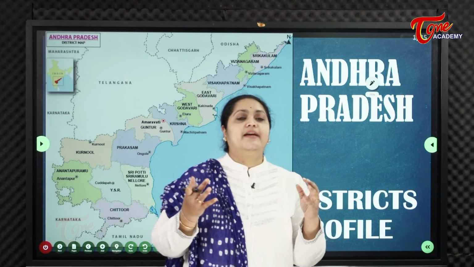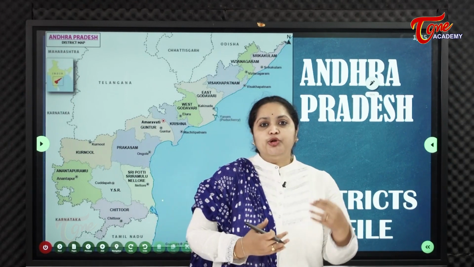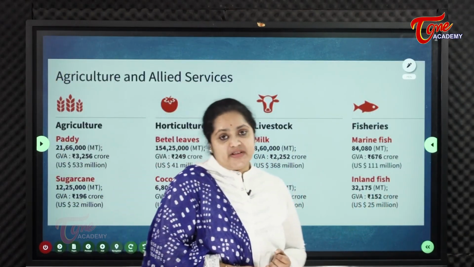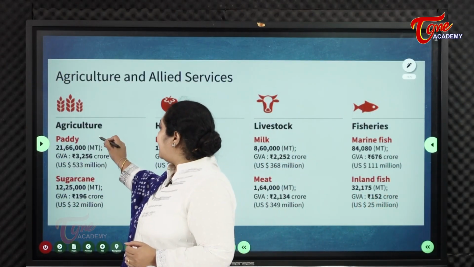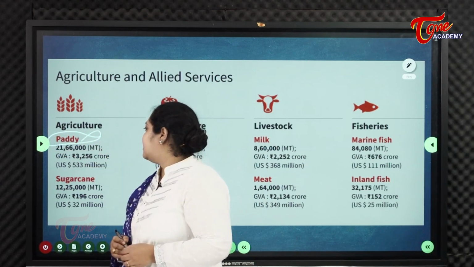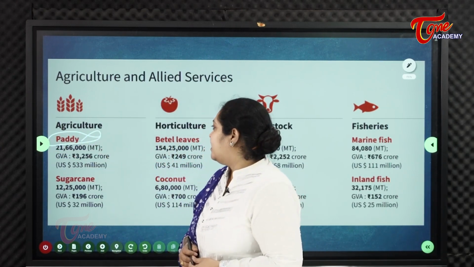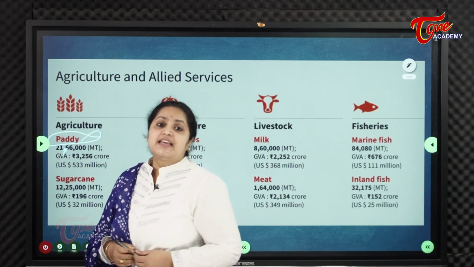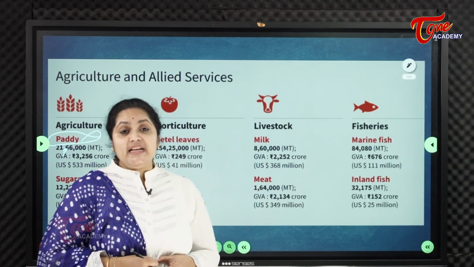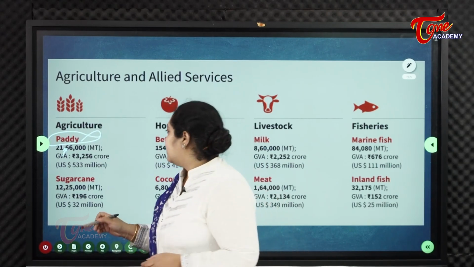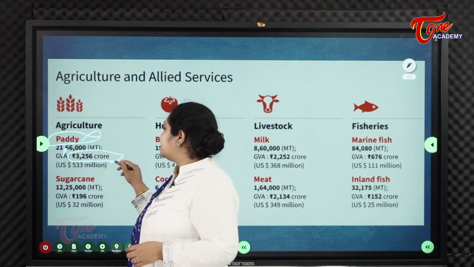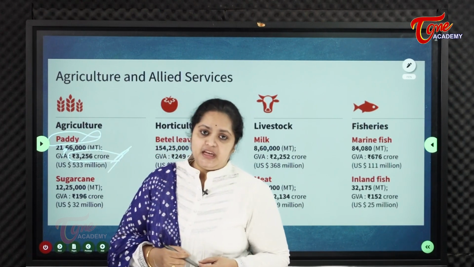In today's AP Geography, we're going to look into the district profile of East Godavari district. Agriculture and allied services. Paddy: how many million tons have been produced? 21,66,000 million tons of paddy is being produced. It adds 3,256 crores to the GVA.